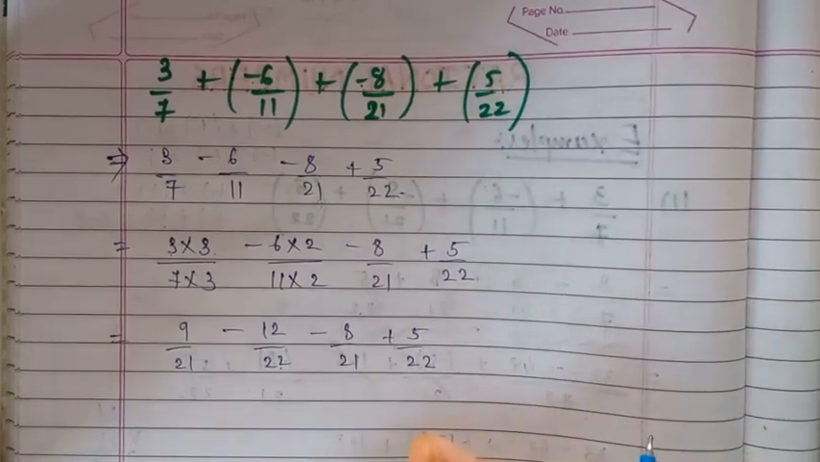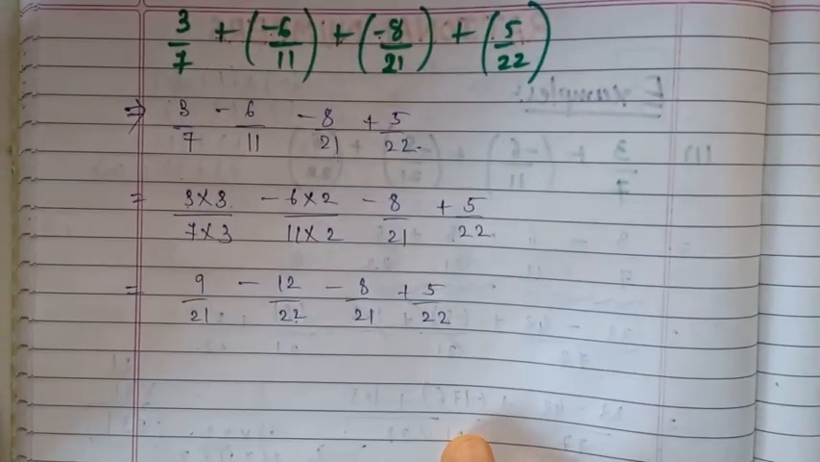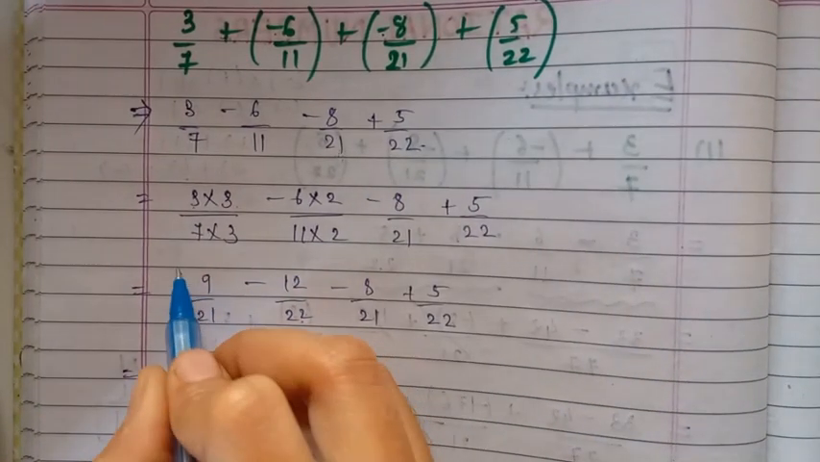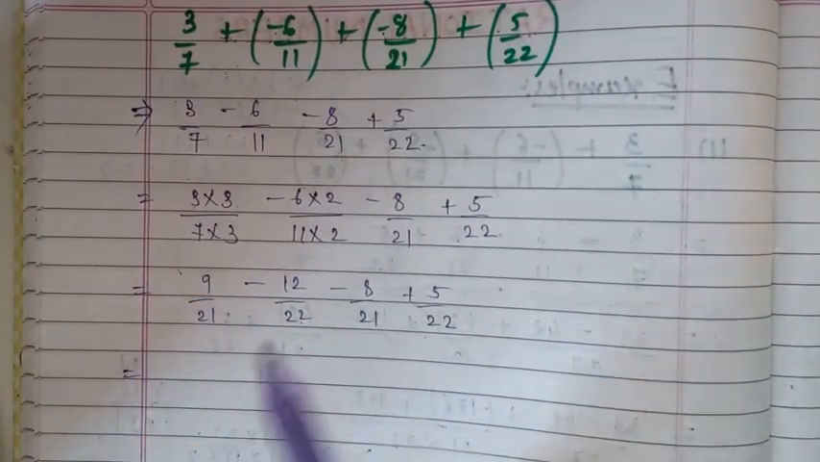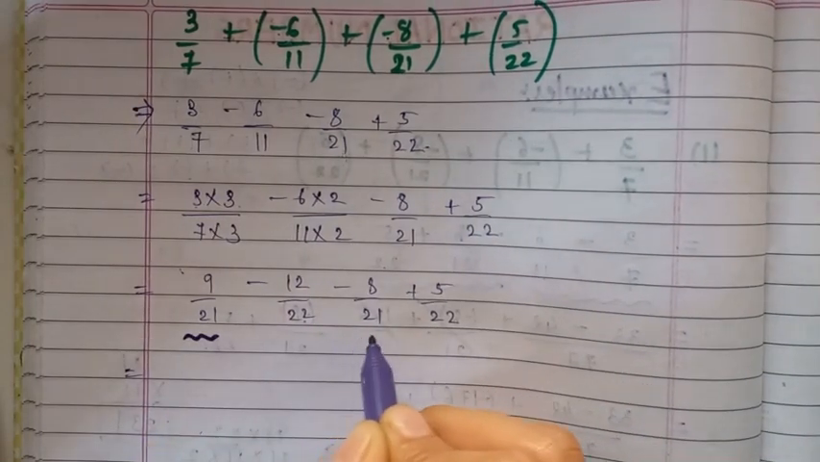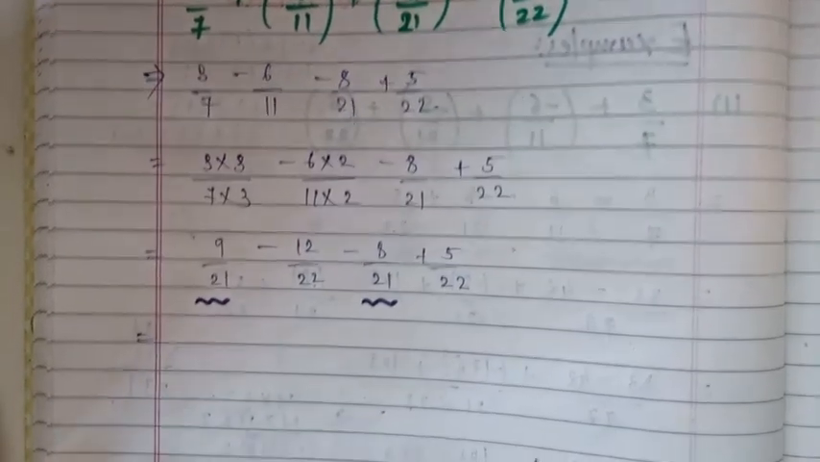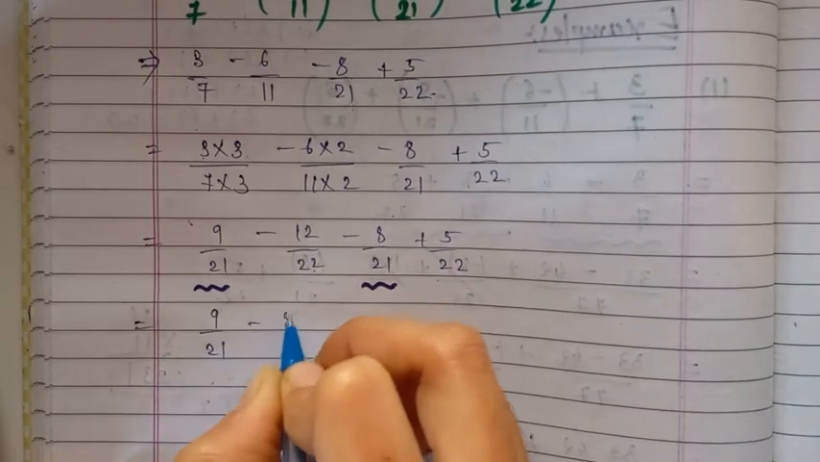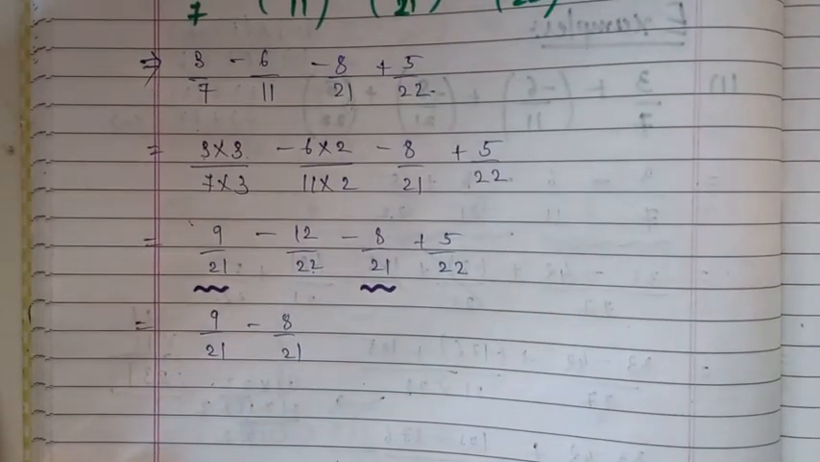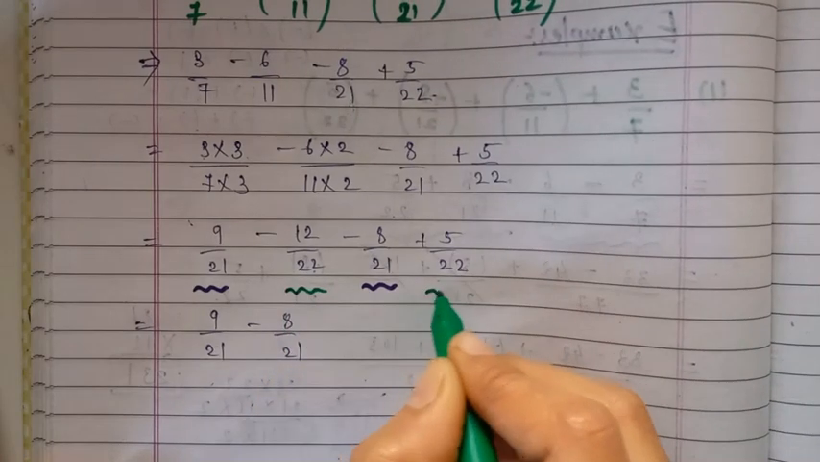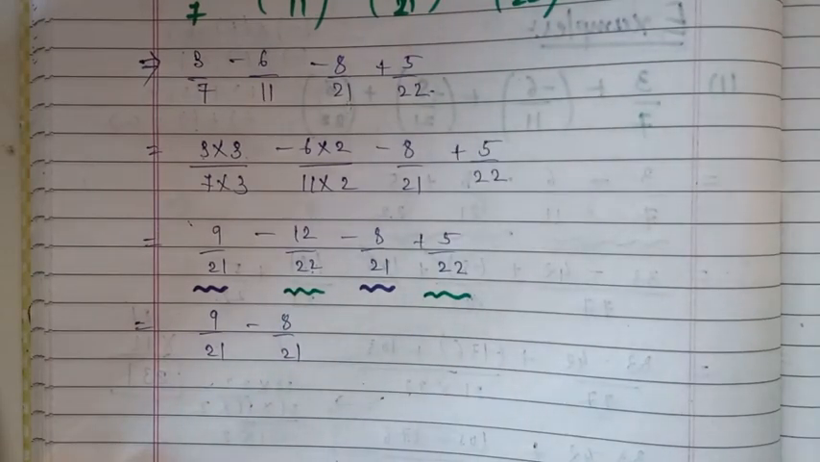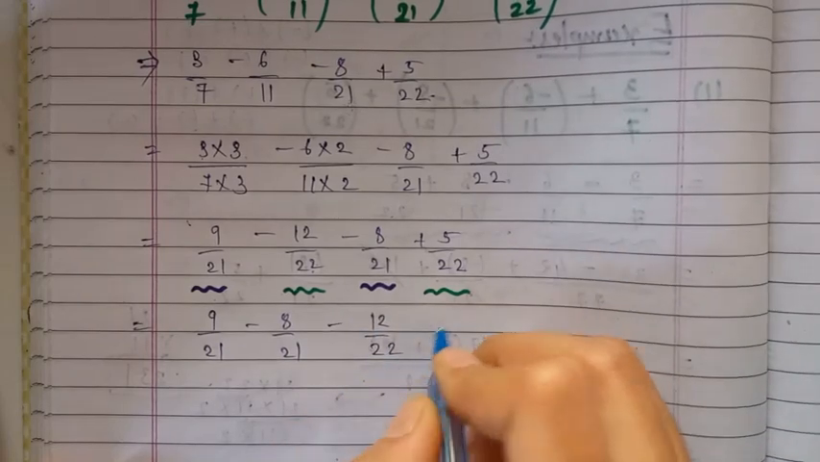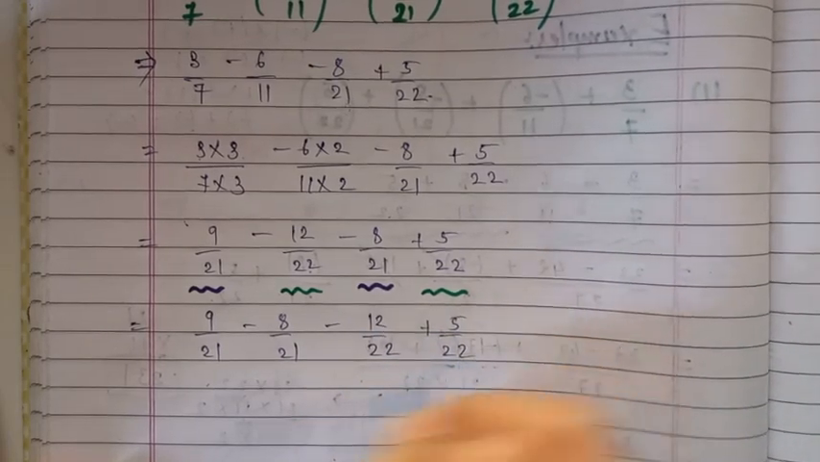Now gather rational numbers with equal denominators. See here, this and this have equal denominators, so write them one after the other. Now this rational number and this rational number have equal denominators, so write them together: 5 minus 22.